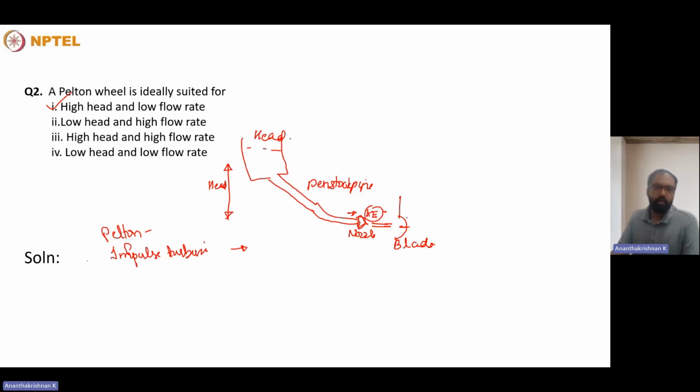If you opt for a higher flow rate, since it's an open system, the area as well as the corresponding size of the blades and the total Pelton wheel increases drastically, in such a way that we will not be able to handle it. Operational constraints result in restricting the flow rate. Therefore, we can operate a Pelton wheel where there is a high head available and the flow rate is restricted to a minimum value. So the answer is that the Pelton wheel is ideally suited for a high head and a low flow rate.